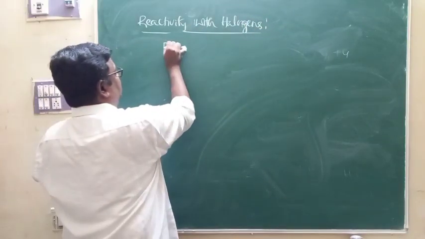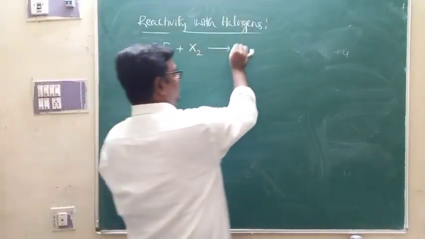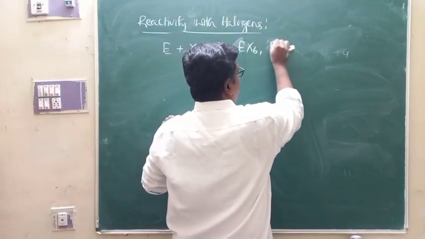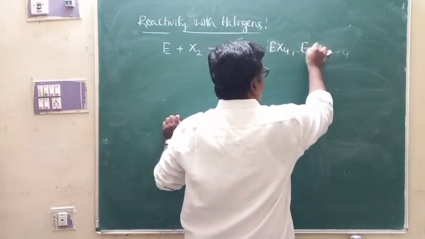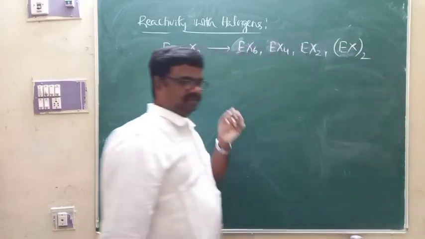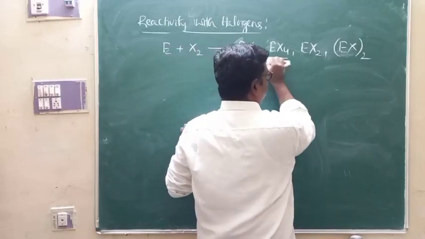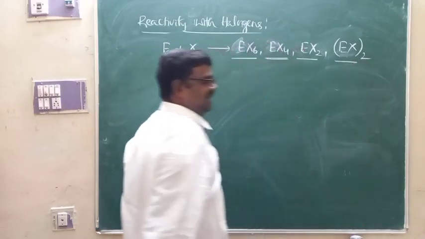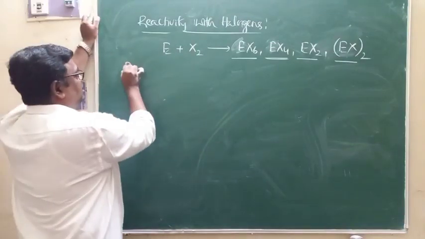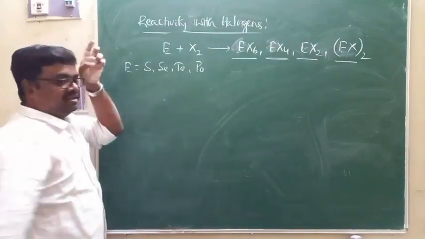When group 16 elements like E react with halogens, you are going to get different types of halides: EX6, EX4, EX2, and EX. You are going to get hexahalides, tetrahalides, dihalides, and monohalides. These are the different types of halides that you can expect, where E is S, Se, tellurium and polonium.